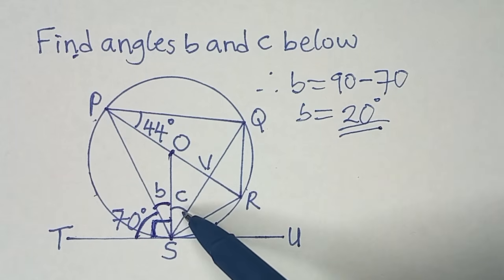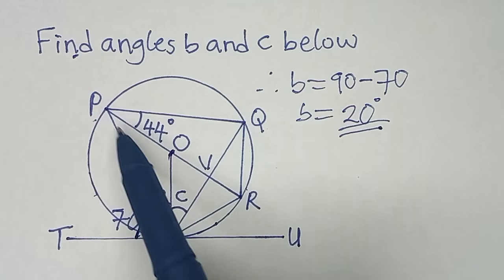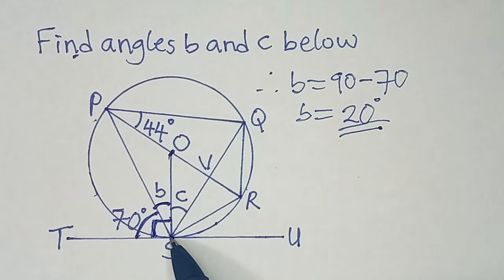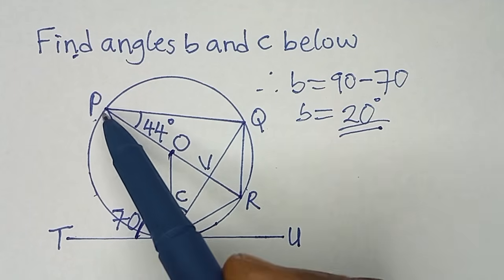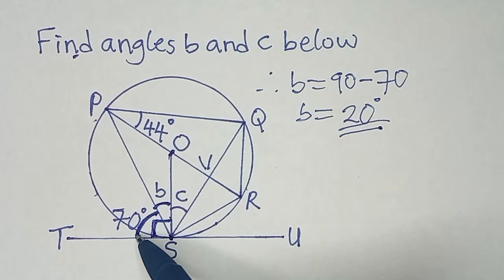Now let's go on to angle C. There are different ways you can go about solving this problem. Don't forget, if you have another method, you can simply let me know in the comment section. Now, if you look at this PS, it is a chord. This line PS is a chord. And then this line, like I said before, TS is a tangent. So now you have this chord PS and this tangent TS. The angle between the chord and the tangent is 70 degrees. This 70 degrees is the angle between the tangent and the chord.